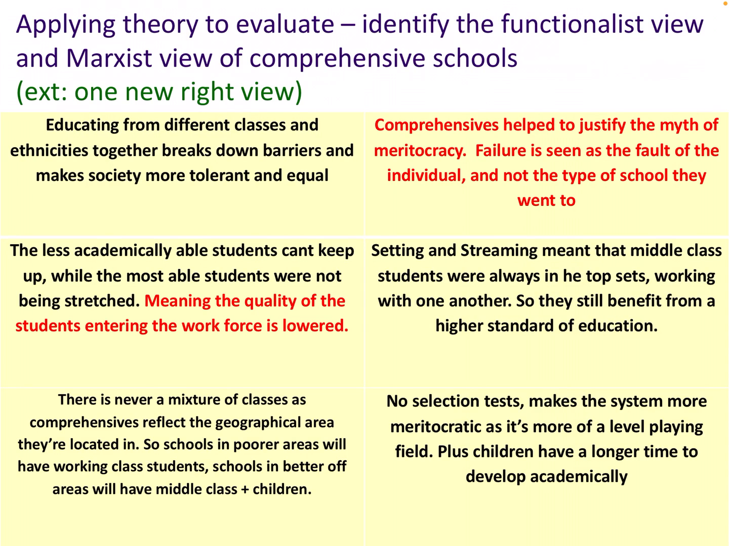For this activity, I'm going to ask you to write out each of these statements into two columns, but remember one of these is actually from the New Right. This is using theory to evaluate the comprehensive system. I'd like you to work out which of these reflect the functionalist view of comprehensive education and which reflect the Marxist view. Like I said, one of them is the New Right view. So you do need to write these statements out and tell me which theory you think they are.